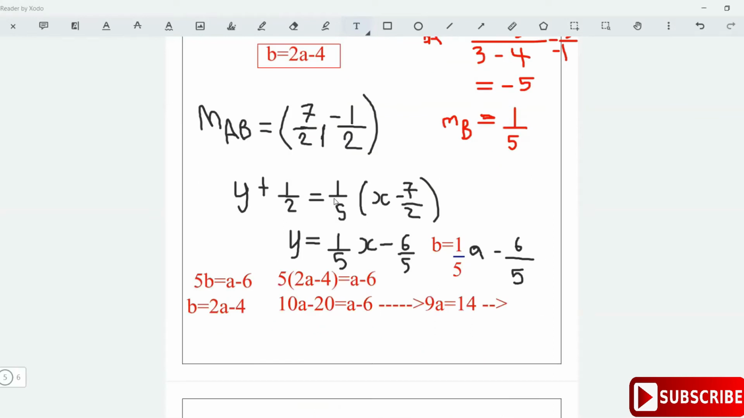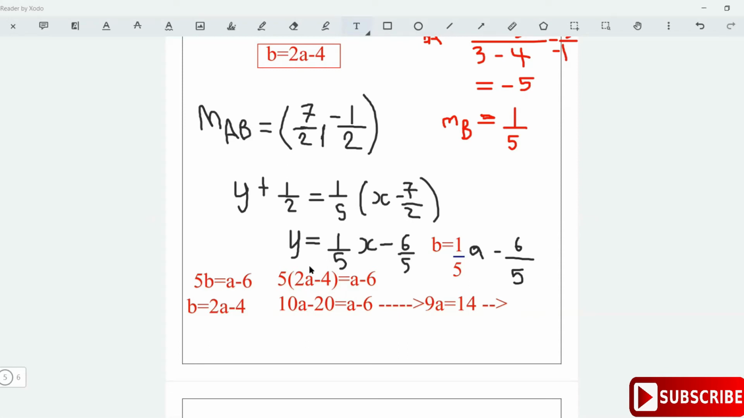Minus 7 over 10. Minus a half. Minus 6 over 5. Yeah, this is correct. Multiply 2 by 5, that's 5b is equal to, times 2 by 5, a minus 6. Replace b with 2a minus 4. 5 times 2 is 10a.